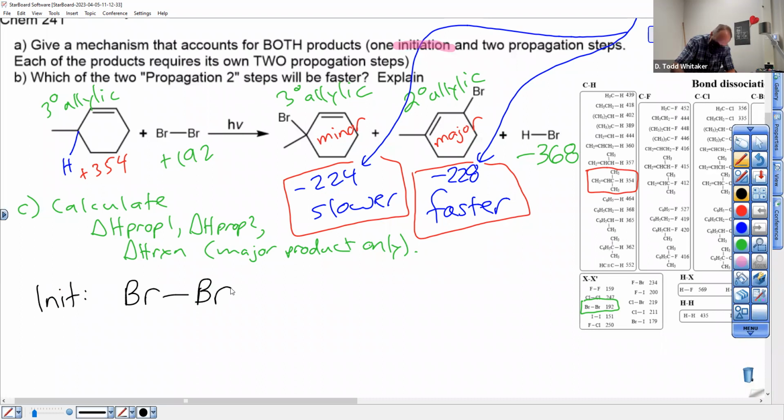The heat is what does this. Hook. Hook. You get 2 Br radicals. Okay? And that's what H nu is for. Oh, H nu. What's H nu stand for? What is that? What the heck? That doesn't look like heat.